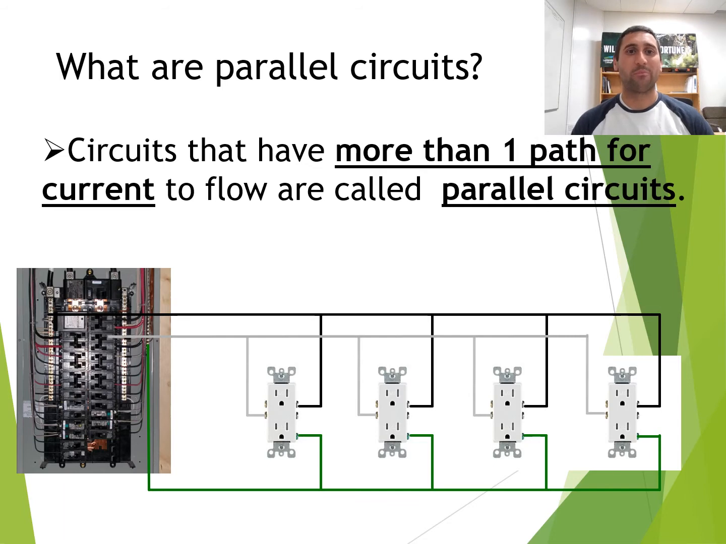So what are parallel circuits? Indeed, they are circuits that have more than one path for current to flow. That's key, folks, that's key. Make sure you understand when you're looking at this diagram that we're coming out of the panel with our black, our white, and our green. We can see that there are nodes or junction points that go from the line coming off the panel to each one of these receptacles, and those are separate branches. That's what we will call those. And this is a parallel circuit.